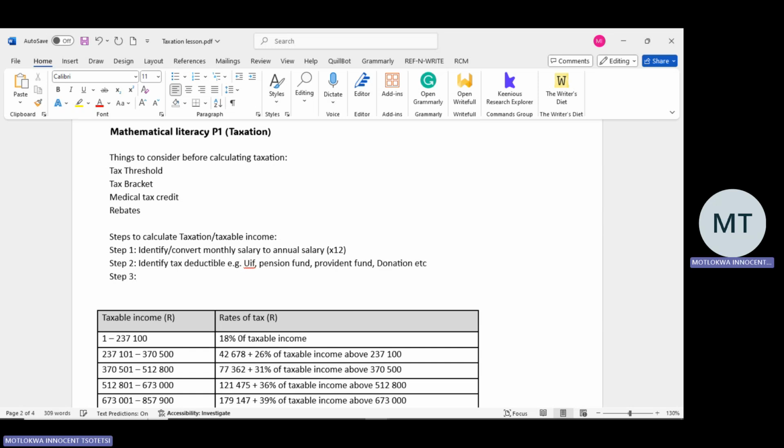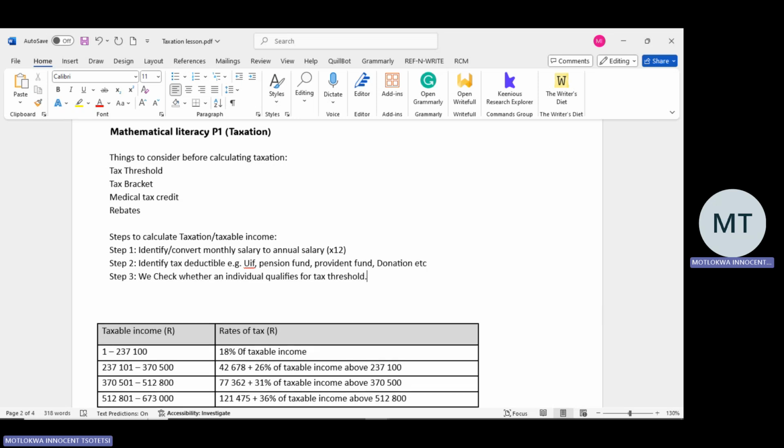Under step number 3, we check whether an individual qualifies for tax threshold. As I've said, guys, under tax threshold we just check whether an individual qualifies, but we don't deduct the tax threshold in our calculations. We only check.